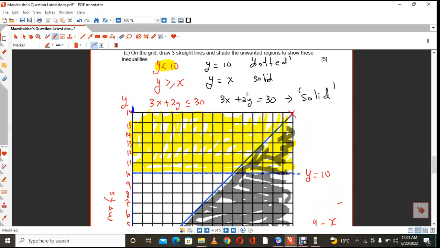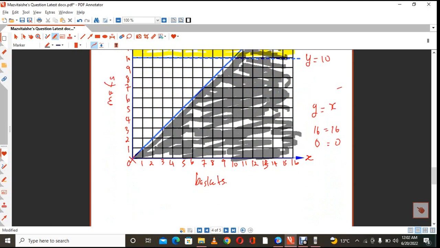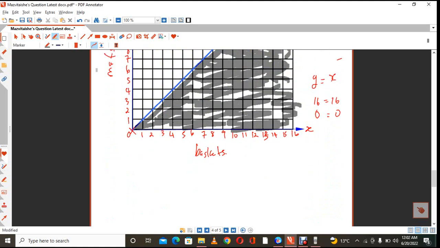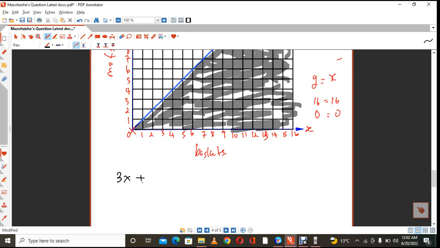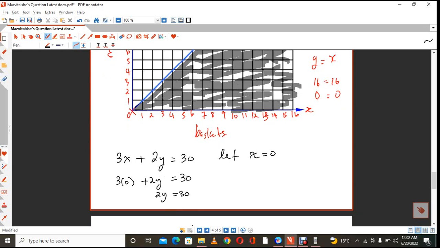The last one that we have to draw is the line 3x plus 2y equals 30. Maybe I should just show you how that line is drawn. So the line 3x plus 2y equals 30. Let x equal 0. That is 3 times 0 plus 2y equals 30. That means we have 2y equals 30. Can you see that? Eventually that gives us y equals half of 30, which is 15.